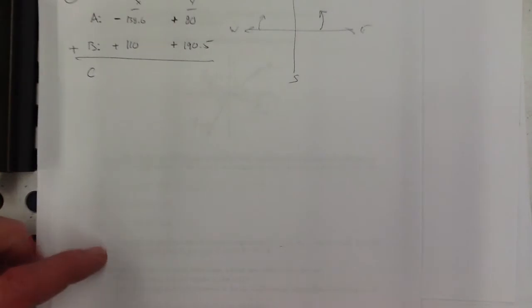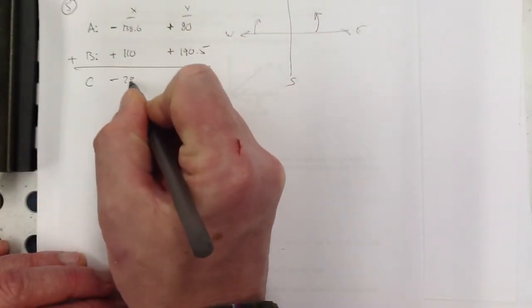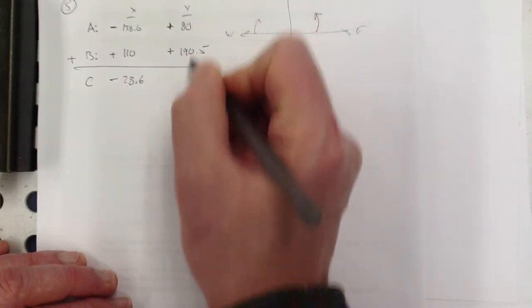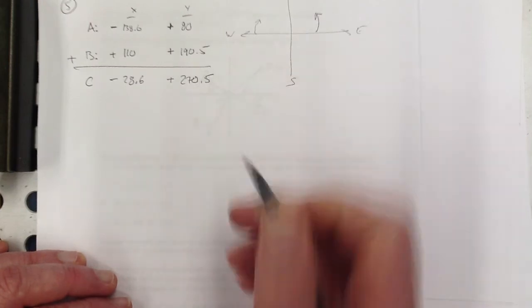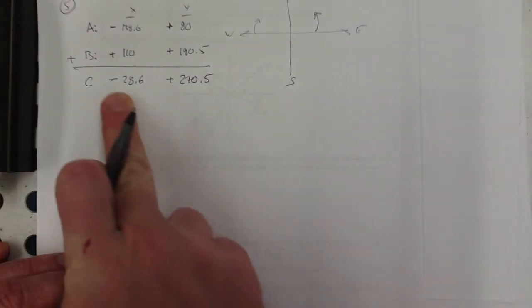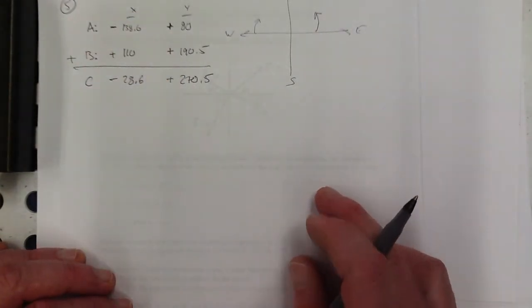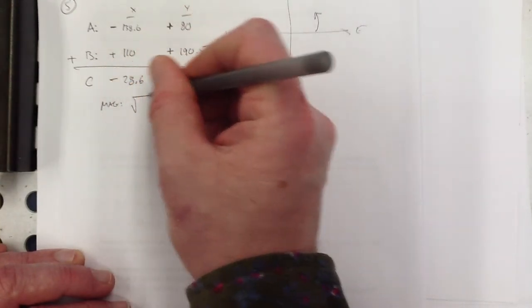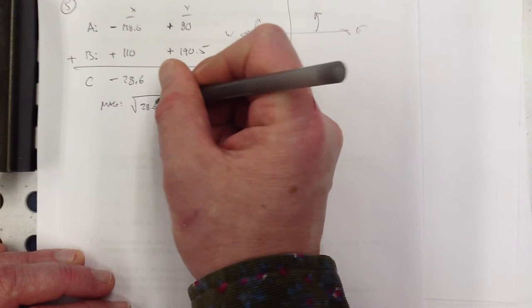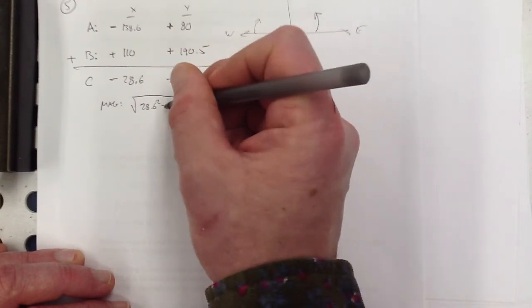All right. And my totals then, this would be negative 28.6, and this would be positive 270.5. And although that's a version of the answer with the x and the y parts, we have been asked to find the magnitude and the direction. So the magnitude is the square root of 28.6 squared plus 270.5 squared.